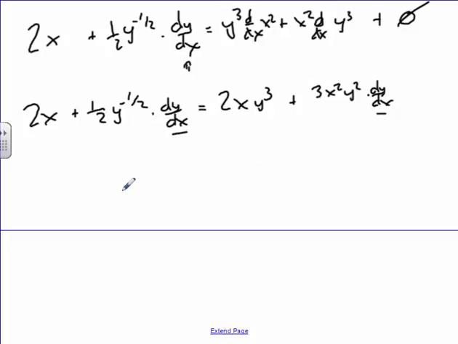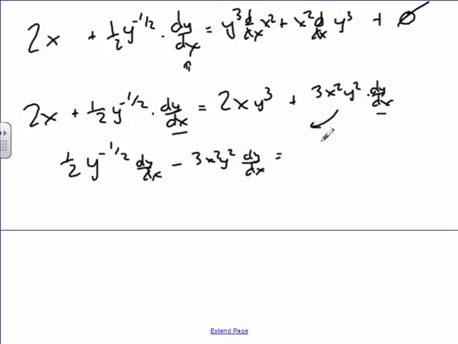So I'm going to bring them to the same side of the equation. I'm going to do it this way. Minus 1/2 y to the minus 1/2 dy over dx. And then I'm going to subtract 3x squared y squared dy over dx. So I'm bringing this guy to the other side. It's going to equal 2x y to the 3. And then I'm going to bring the 2x the other way and subtract it.